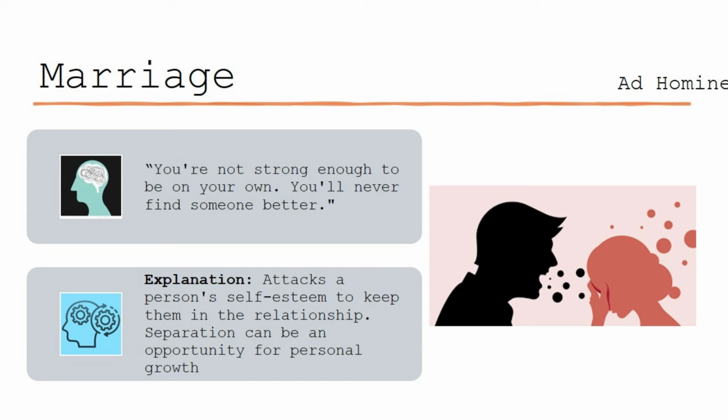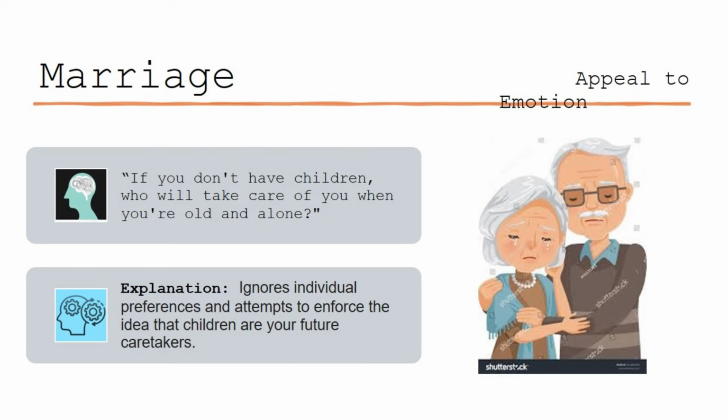Now this is an attack on the person, that is an ad hominem. Now if you don't have children, who will take care of you when you're old and alone? So this is an appeal to emotion. You're ignoring your individual preferences and you're attempting to enforce the idea that your children are your future caretakers.